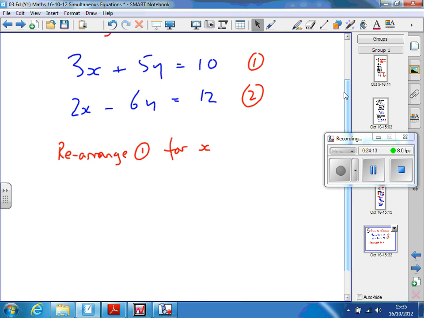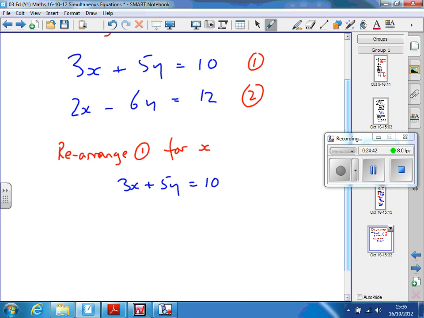That means I rewrite equation 1 to say x equals something. So I want to get x on its own. So 3x plus 5y equals 10. I'm after getting x on its own. So what would be the first thing to do? Divide, you mean to get, yes, but before we do that, because I've got to divide every term, subtract the 5y. But you are right.